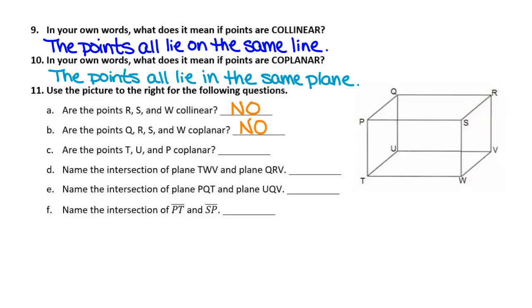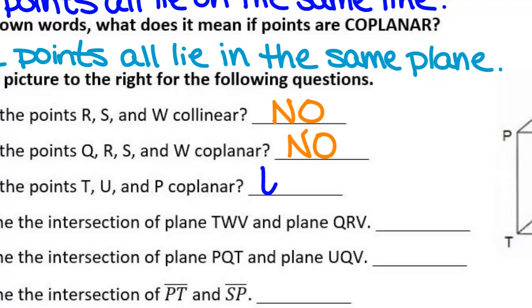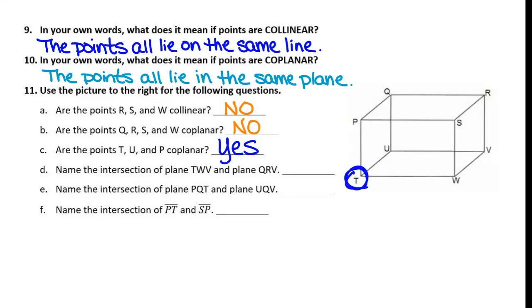Nice job. Are the points T, U, and P coplanar? Yes. T is here, U is here, P is here, so plane TUP is the left-hand side of this box.